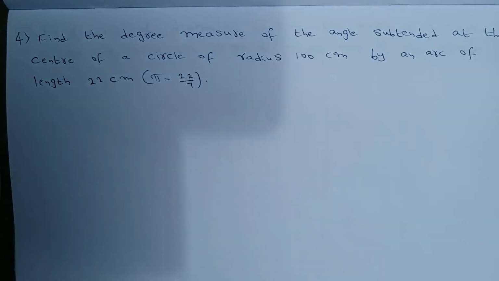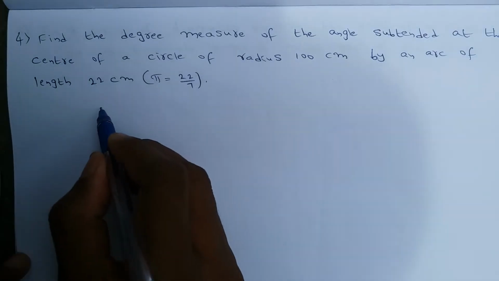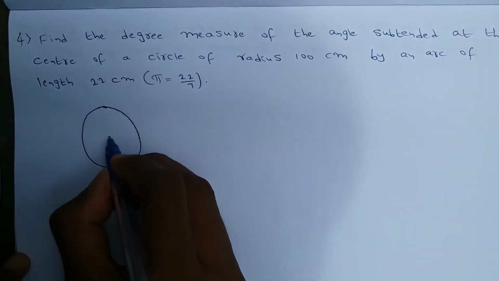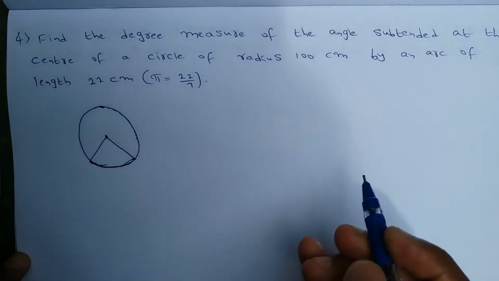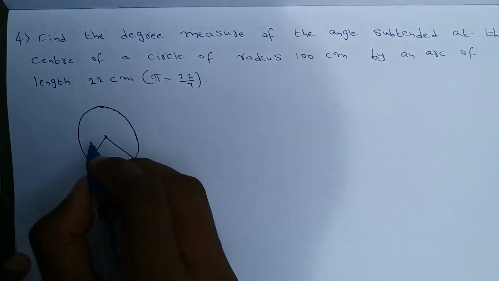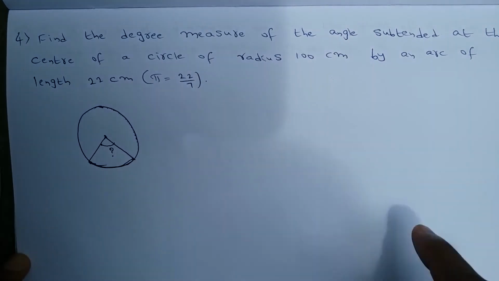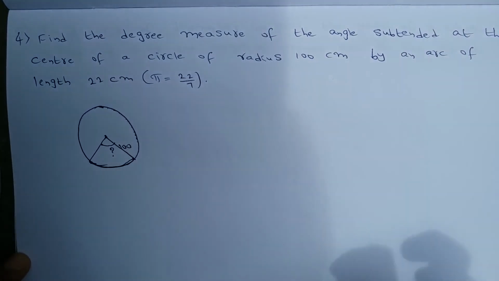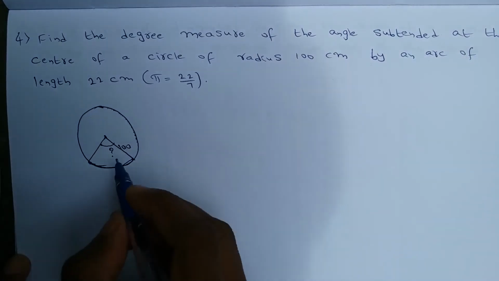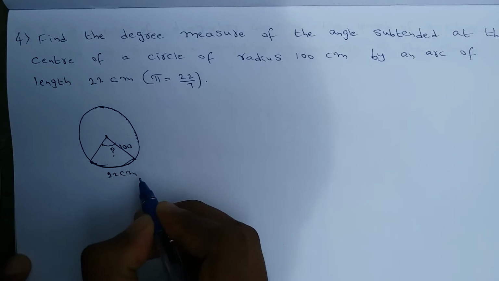Okay, the next question is, find the degree measure of the angle subtended at the center of a circle of radius 100 centimeters by an arc of length 22 centimeters. So we have a circle. I am drawing 2 radii. Then this will become the arc. This angle, the degree measure, we need to find out. The circle radius is given as 100 centimeters and the arc length is given as 22 centimeters.